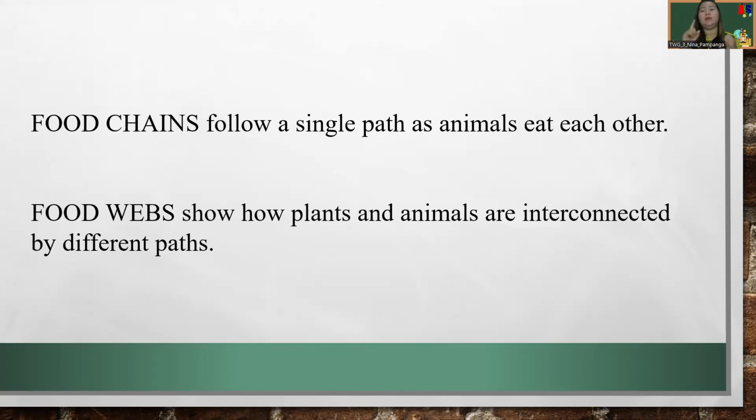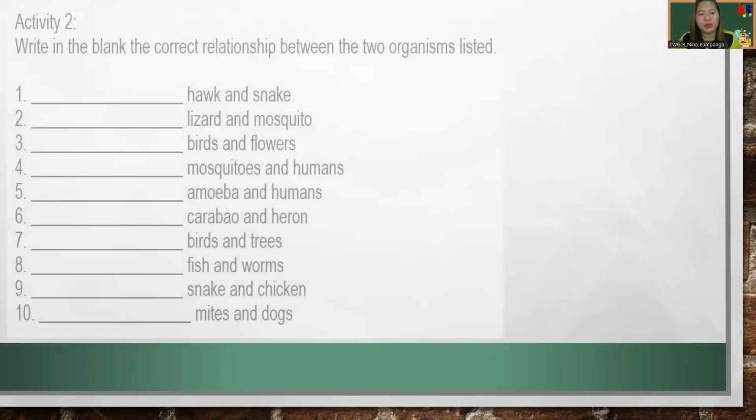So, again, a food chain has only a single path, a single sequence, while a food web is interconnected. A food web interconnects the plants and animals and it has different paths. The animals around the ecosystem can eat each other. Okay? Let's move to activity 2.